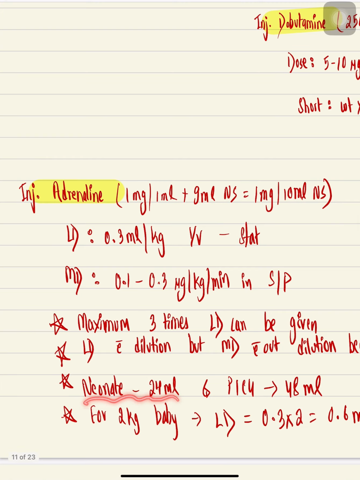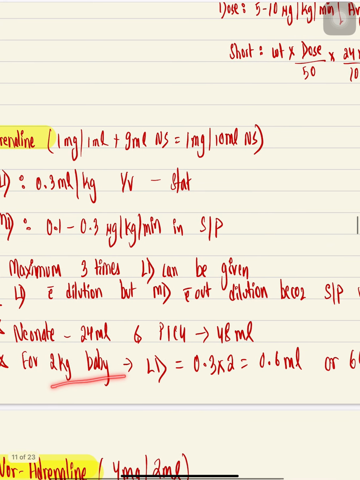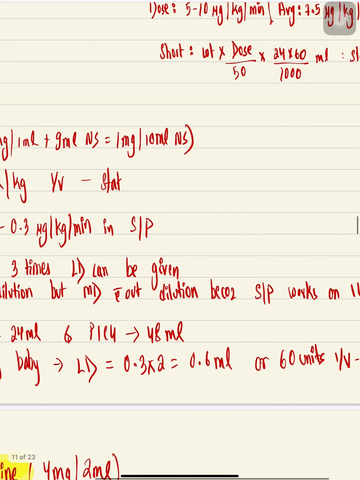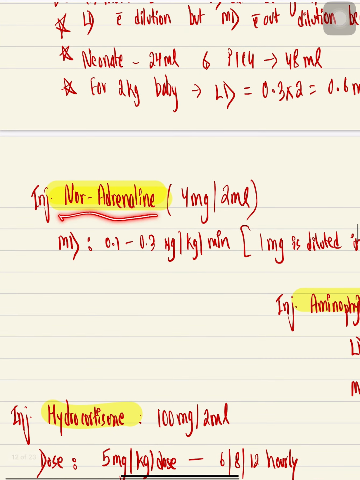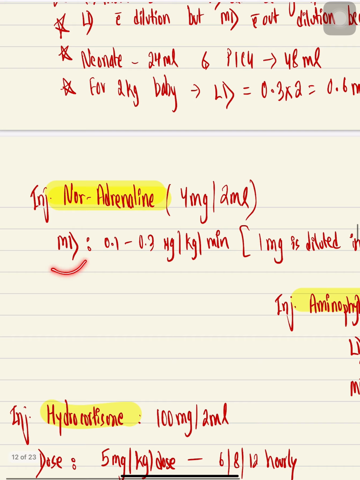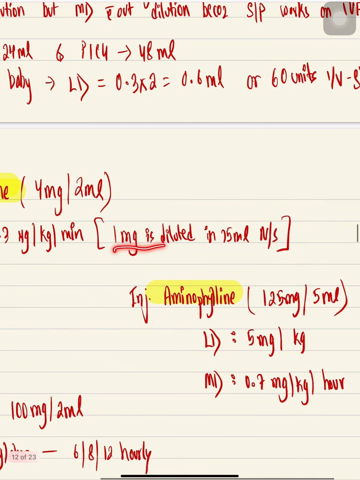Loading dose with dilutions but maintenance dose without dilution, because the syringe pump works on the IVF. Neonates 24 ml and for PICU we give 48 ml. For a 2 kg baby, loading dose should be 0.3 into 2, that is 0.6 ml or 60 unit IV stat. Injection noradrenaline comes in the market with 4 mg over 2 ml. The maintenance dose is 0.1 to 0.3 microgram per kg per minute. 1 mg is diluted in 15 ml of normal saline.